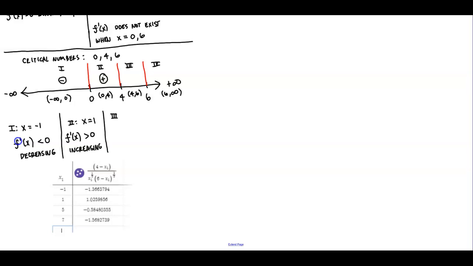In region number 3, we let x equal 5, and we got a negative result. Therefore, f prime of x is going to be less than 0, so it's decreasing in that interval. And then in region number 4, we let x equal 7, and we also got a negative result there. And so f prime of x is less than 0, and we know it's decreasing there as well.